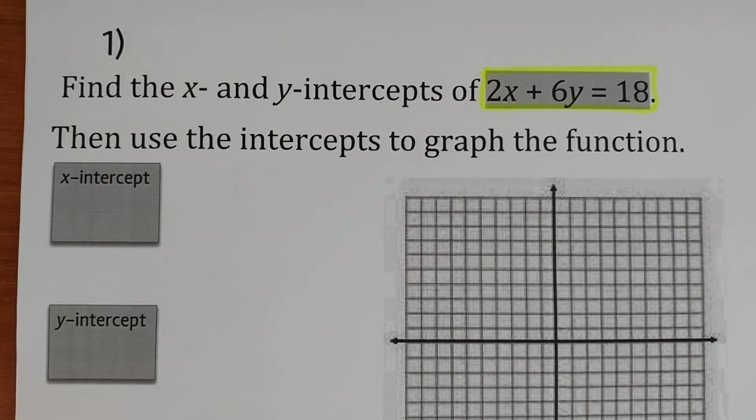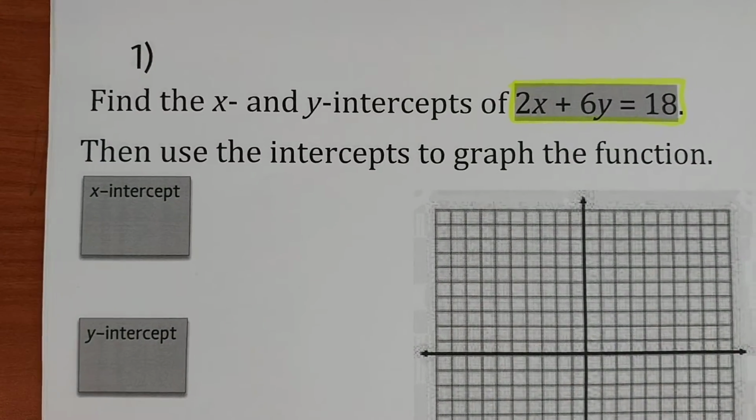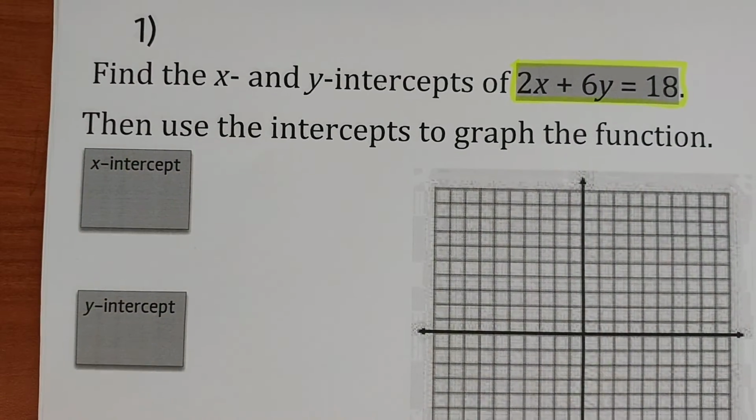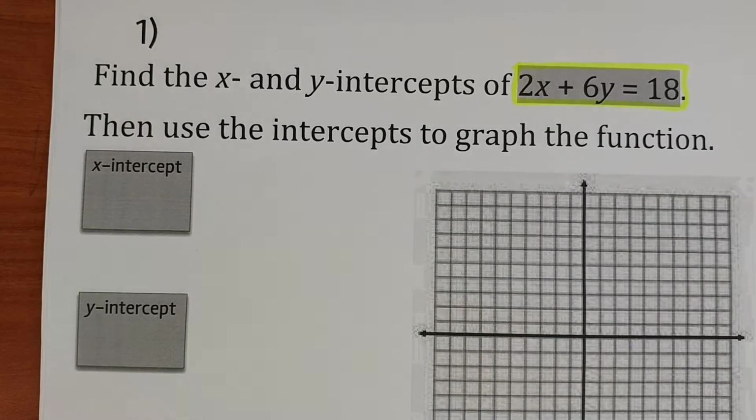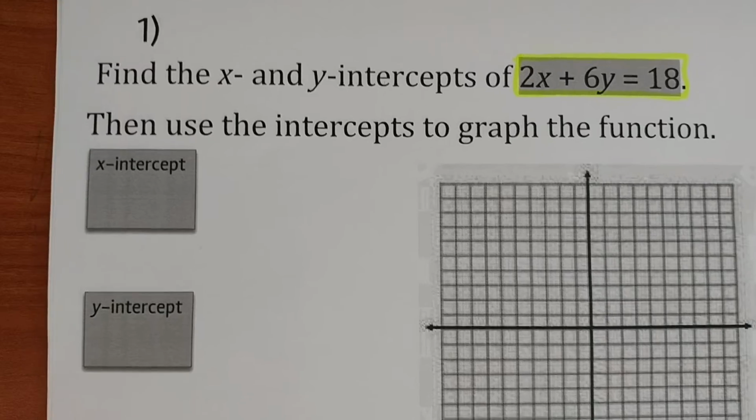In example number 1, we have a linear equation in standard form. And what we're going to do is find the x and the y-intercept, the place where this line is going to touch the x-axis, and the place where the line will touch the y-axis. And then we're going to use that to graph. Okay?